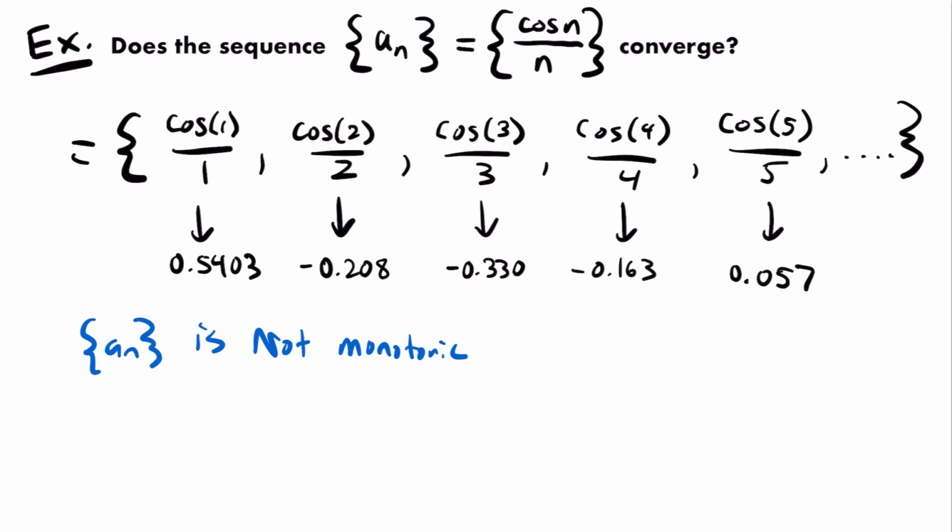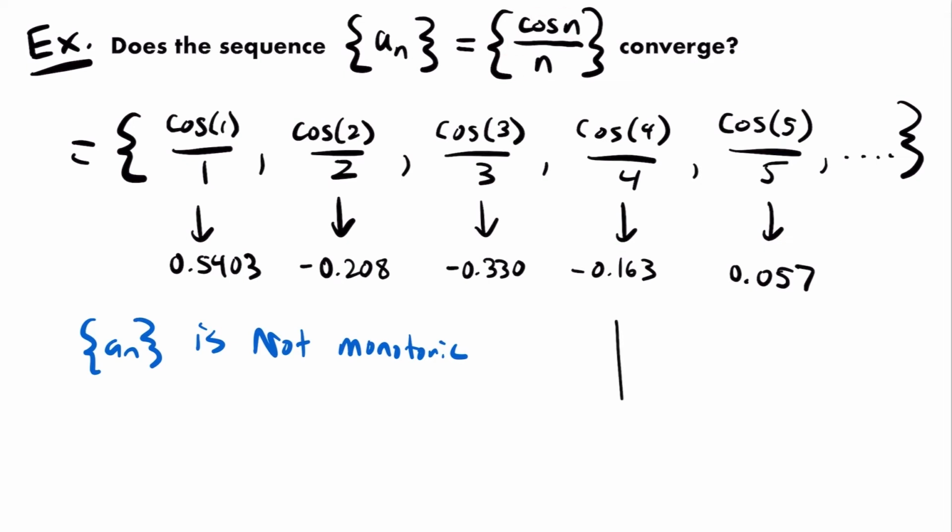Okay? And so we could stop right there and say that, well, this test isn't going to work. We cannot conclude that this sequence converges based on if it's monotonic and bounded. But let's just see if it's bounded anyway. It would be good practice to see if we can determine if this sequence is bounded.